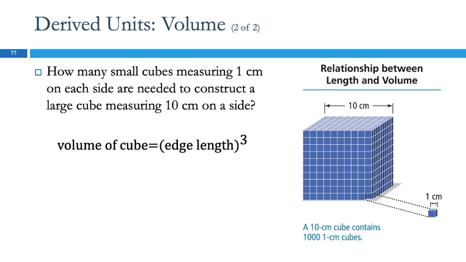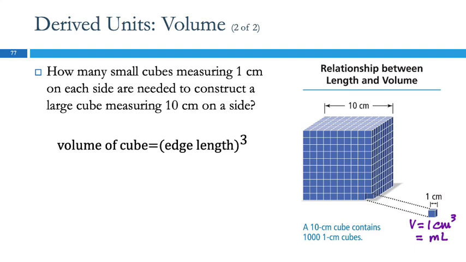So here we have a cube made of smaller cubes. Each of these cubes is 1 centimeter on a side. So what's the volume of this little cube? 1 centimeter times 1 centimeter times 1 centimeter, right? So that's 1 cubic centimeter. So 1 cubic centimeter also has the name milliliter. In medicine, they call it a cc for cubic centimeter.